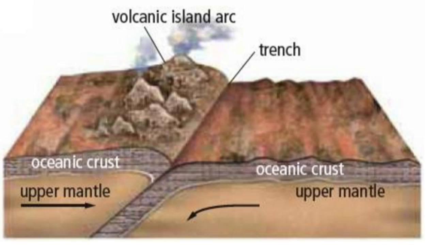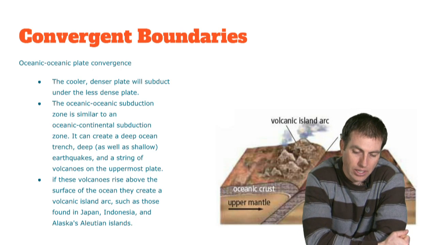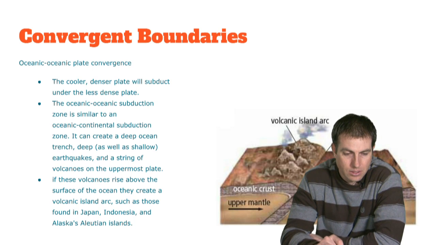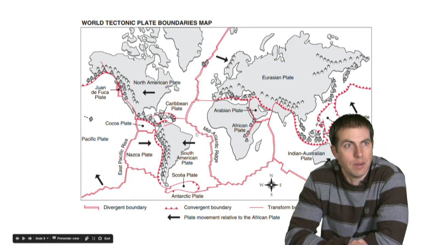This happens underneath the ocean until millions of years elapse, and then eventually the islands will break through the ocean's surface and become actual islands. So places like Japan, Indonesia, the Aleutian Islands of Alaska are all examples of oceanic plate convergence. So I'm just going to go back to our map again. Up in Alaska, the Aleutian Islands.